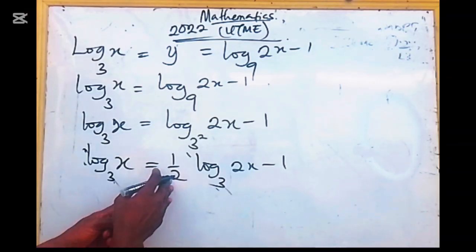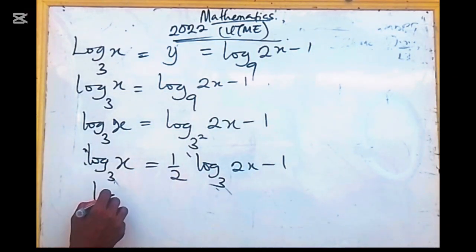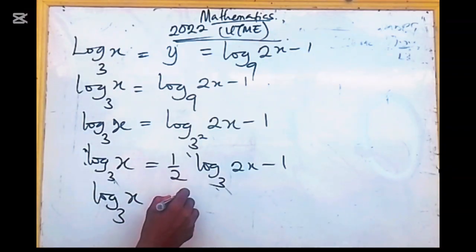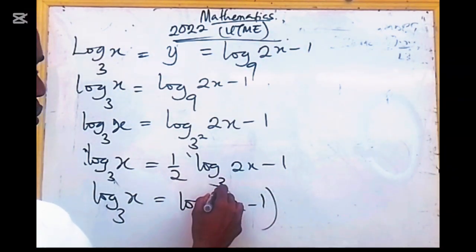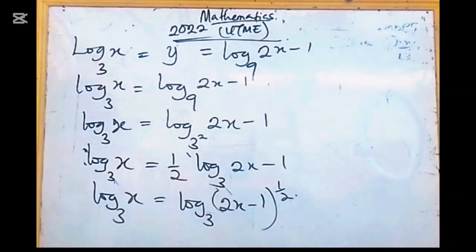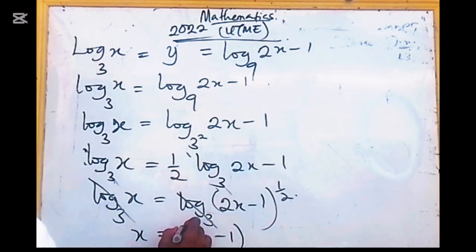This half, whenever any number is here on the log, it becomes a power here. Right? That will be log base 3 of x equals what? Log base 3 of 2x minus 1 raised by what? Half. Right? So now you can cancel. So that means x equals what? 2x minus 1 raised by what? Half.